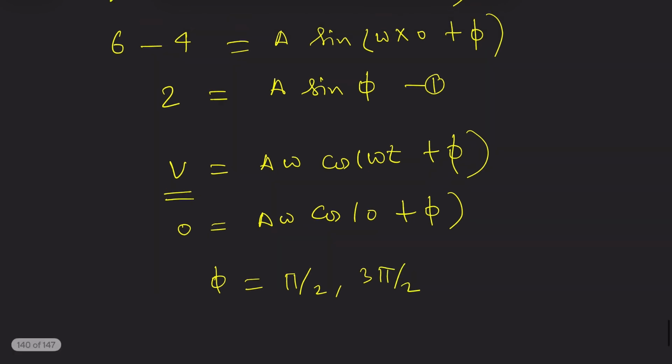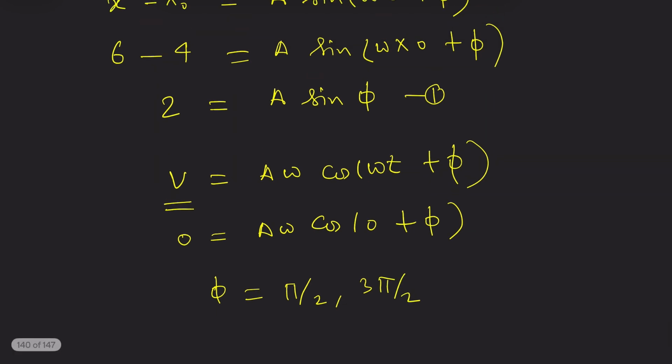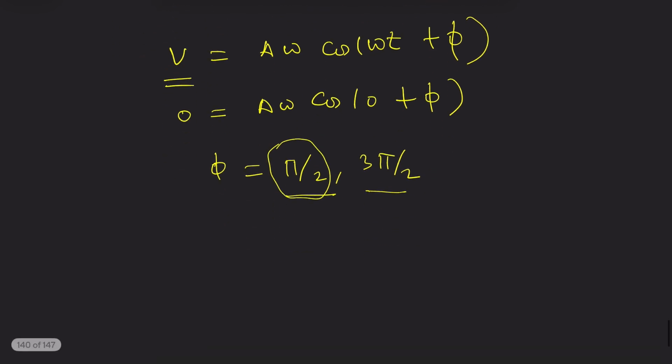Now always we will look for A to be positive in the equation. If I take pi by 2, I'll get A as a positive value, and if I take 3 pi by 2, I'm going to get a negative value. So because I am taking A as positive, I have to take phi as pi by 2.